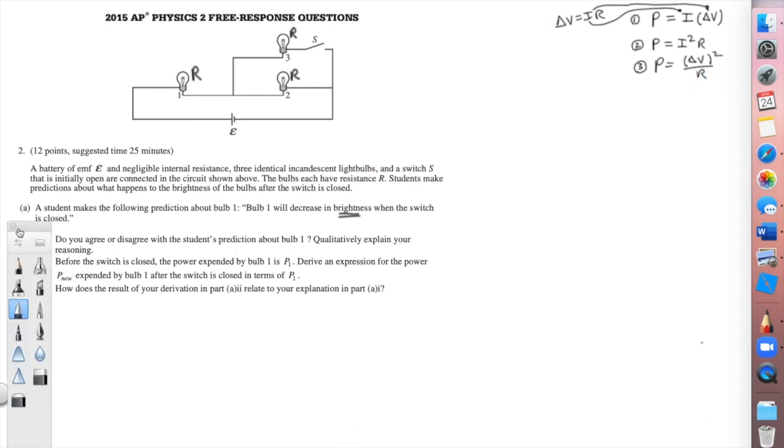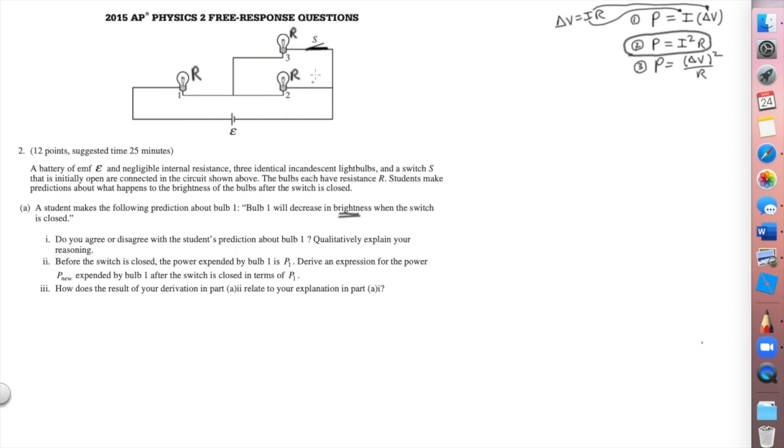All right, so the first question is, when the switch closes, the student makes the prediction that bulb 1 will decrease in brightness. I am going to say that we need to disagree with this. This is not true. When this switch closes, bulb number 1 is going to get brighter. Now, for the reason, we're going to want to use this equation for our explanation.